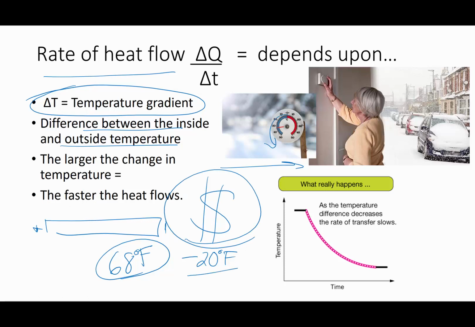And that's because of this temperature gradient. The colder it is outside, the faster the heat is going to flow through my walls and through my insulation. When the temperature outside is only 50, and I'm trying to keep it at 68, the rate of heat flow is going to be much, much less, and my heating bills are going to be much, much less.